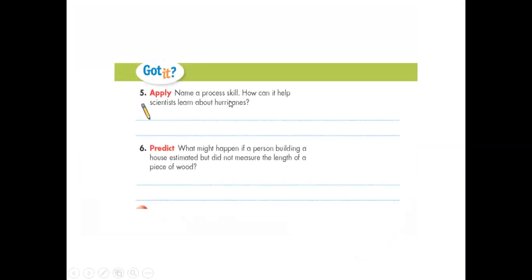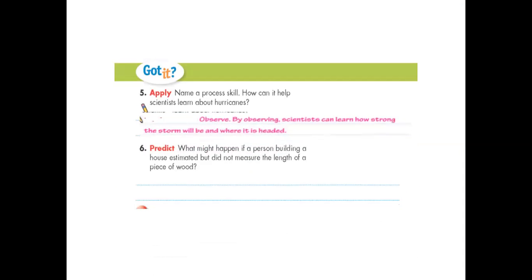Name a process skill. How can it help scientists learn about hurricanes? I'll choose one from Class Dojo. Observe. By observing, scientists can learn how strong the storm will be and where it is headed. Excellent answer.